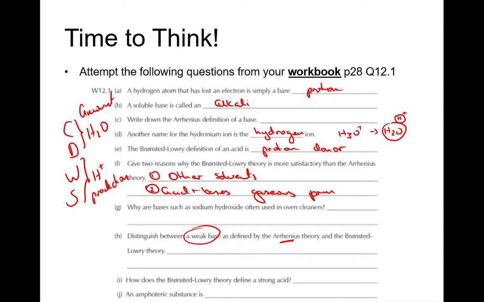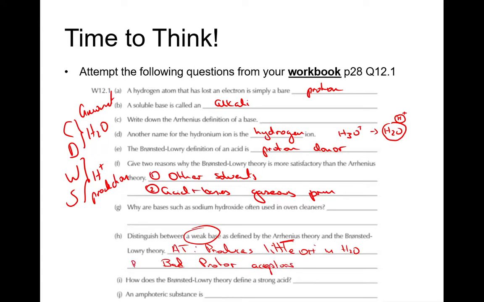Well, first of all, a weak base in Arrhenius' theory is something that produces little OH minus in water. Excuse the handwriting now. And what does Bronsted-Lowry say? Well, a base that's weak is a bad proton acceptor. It doesn't accept protons very well. So therefore it's a bad proton acceptor, because all bases, don't forget, in Bronsted-Lowry theory are proton acceptors.